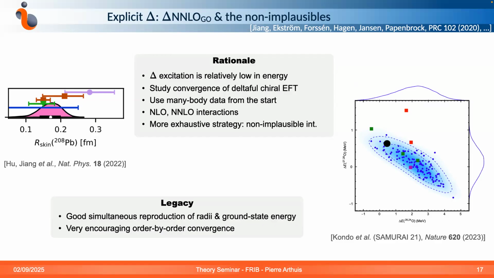The non-implausible are a set of interactions, so that allows some form of uncertainty quantification, or rather that allows you to probe the physics sector that you can't really rule out, and it's non-implausible when you do nuclear physics. So they have good simultaneous reproduction of radii and ground-state energies, and a very encouraging order-by-order convergence, better than the delta-less interactions. So maybe going delta-full is actually the hope for the future for us.